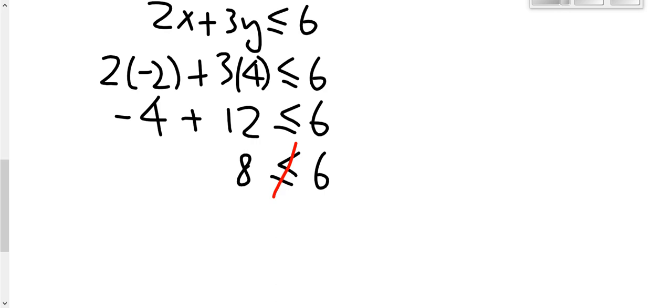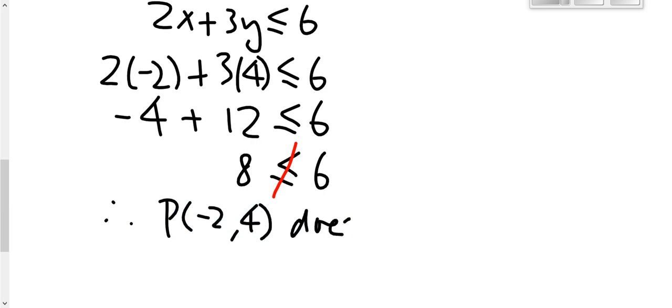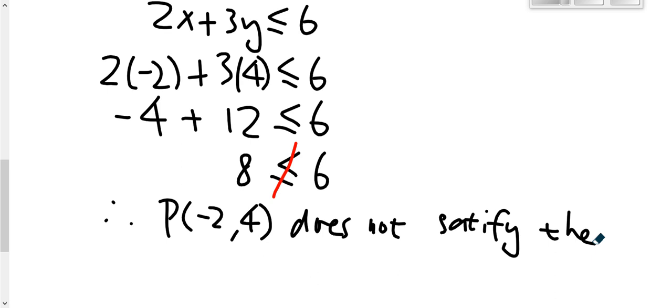Okay, so let's summarize this here. So we say that therefore the point -2 and 4 does not satisfy, not the solution, the inequality.